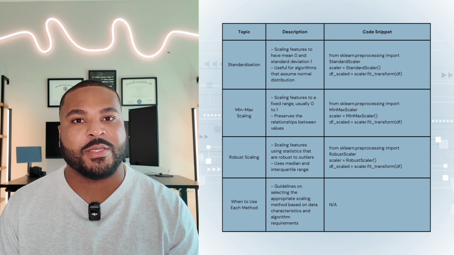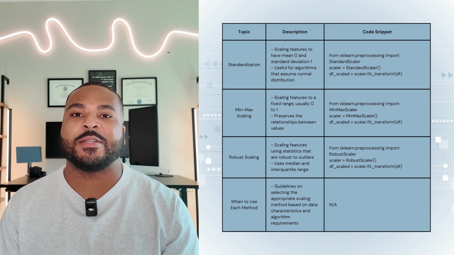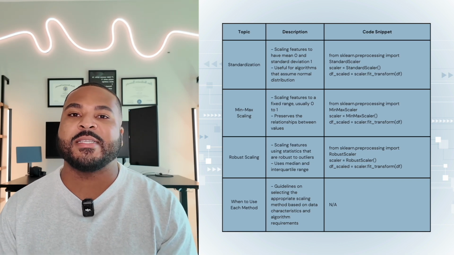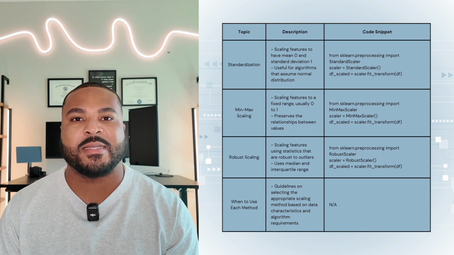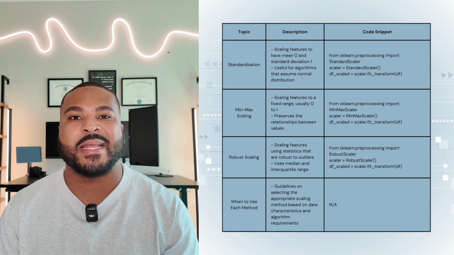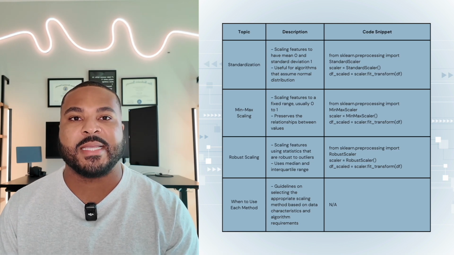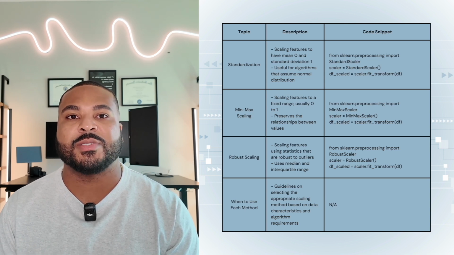Standardization is a technique used to scale features so that they have a mean of 0 and a standard deviation of 1. This method is particularly useful for algorithms that assume the data is normally distributed, such as linear regression, logistic regression, and many clustering algorithms. So in this example code snippet, to standardize features, StandardScaler is used to scale the features in the data frame df.